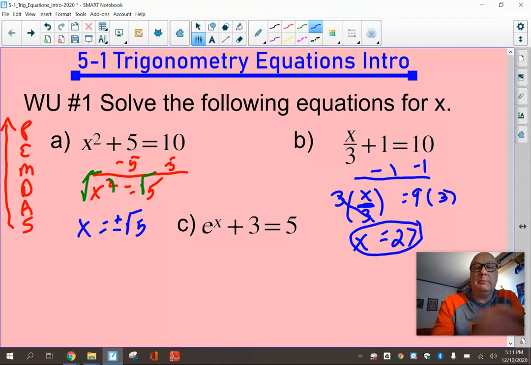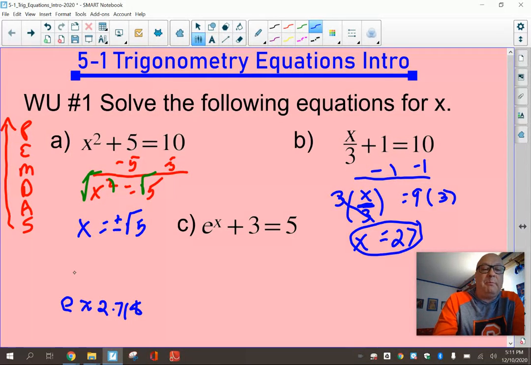Now, those first two shouldn't have been too bad. You probably did those in Algebra 1 and Algebra 2. C, you probably just did for a very short time in Algebra 2, and that's using and undoing an exponential function, and that's e. And e is a number. It's approximately 2.718. So basically, this is 2.718 to some unknown power plus 3 equals 5.